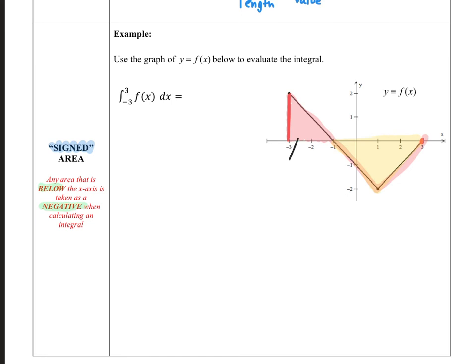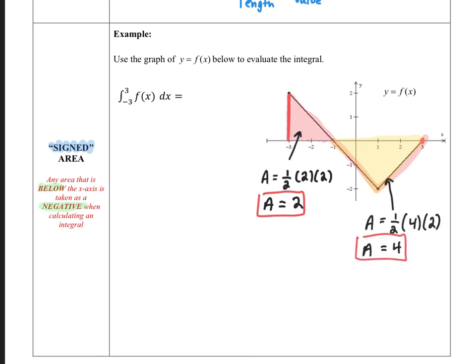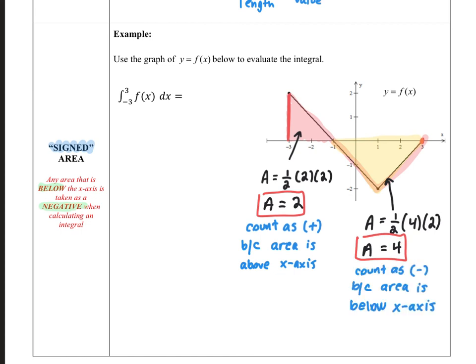I'm interested in the areas of these two triangles. So this red one, the area is 1/2 times the base times the height. The base is 2, and the height of it is also 2. Finding the area of the yellow triangle, its base is a 4, its height is a 2, so the area is going to be 4. Since the red triangle is above the x-axis, I count that as a positive area. But since this yellow triangle is below the x-axis, I take this 4 as a negative. So when I go to evaluate the integral, I'm going to take a positive 2, I'm going to add a negative 4, and I get a final answer of negative 2.